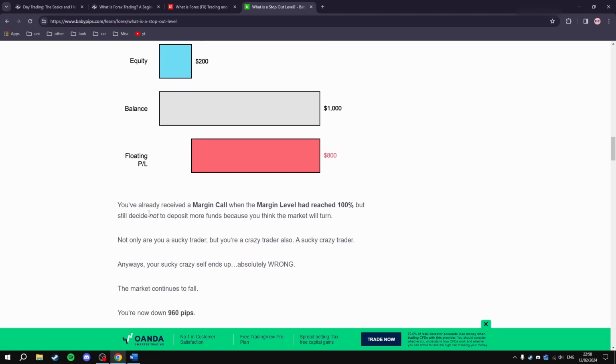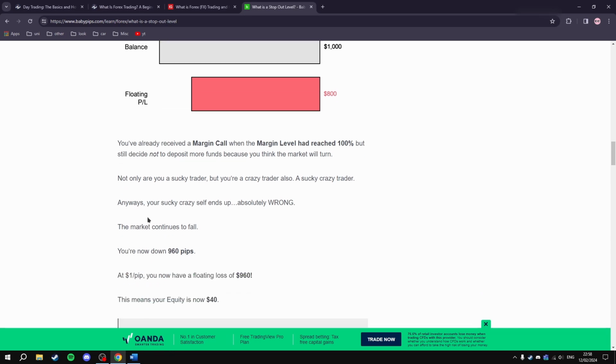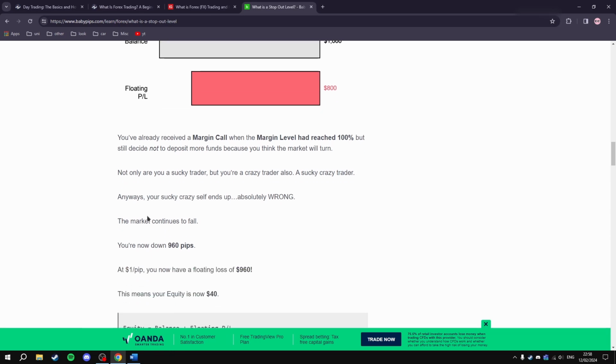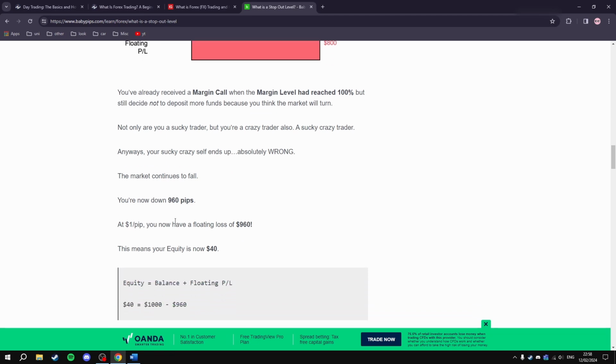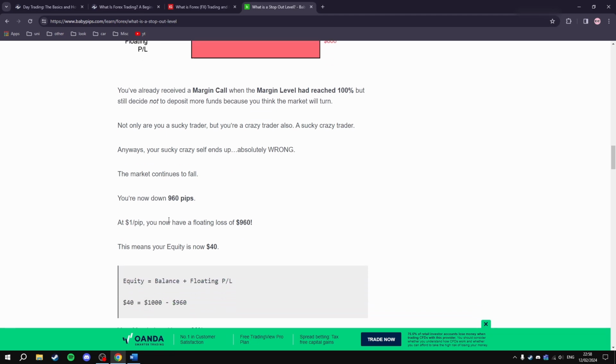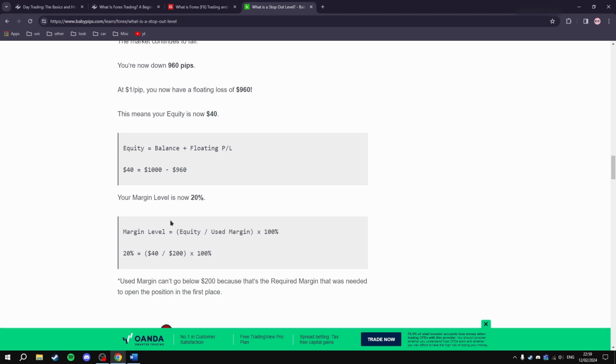Not only are you a sucky trader, but you're a crazy trader also. A sucky crazy trader. Anyways, your sucky crazy self ends up absolutely wrong. The market continues to fall. You're now down 160 pips. At $1 per pip, you're now floating a loss of $160. This means your equity is now $40. Your margin level is now 20%.